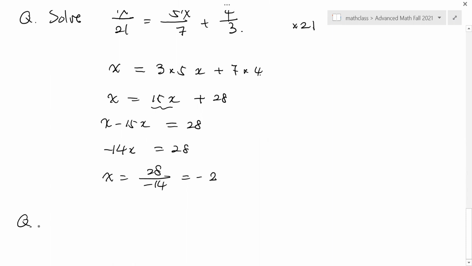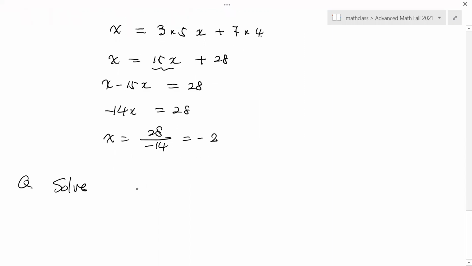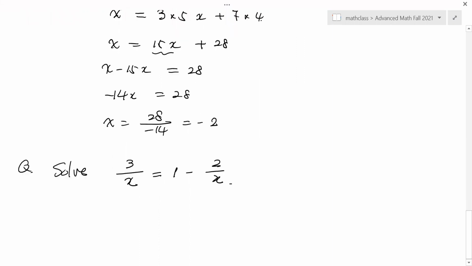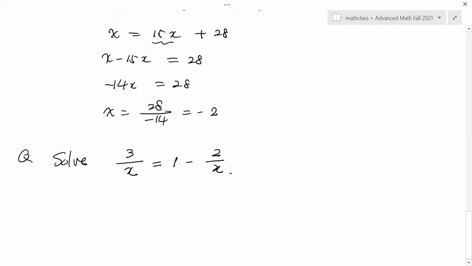Okay. Now, let's try another problem. All right, so take a look at this one. This does not look like a linear equation at all at the very beginning. x is in the denominator, right?